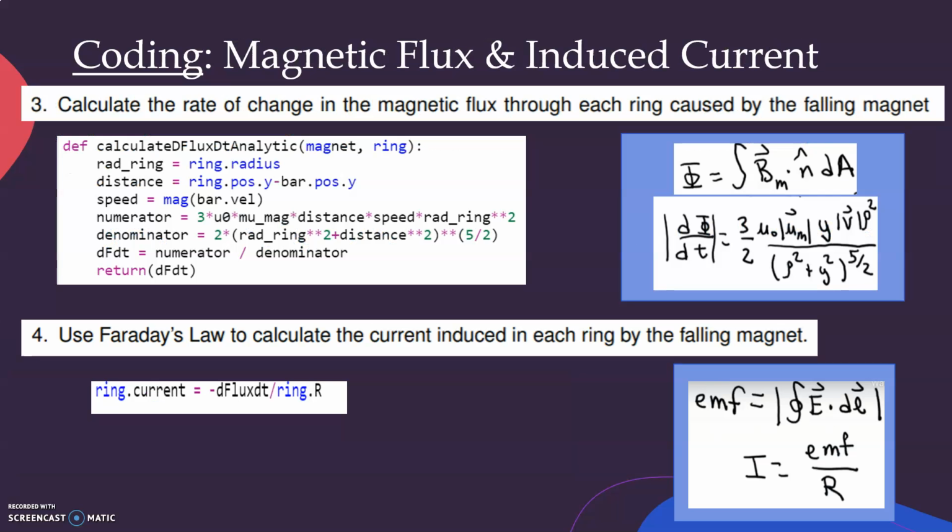And then I calculated the magnetic flux using this function, and this is just the analytical approach because it iteratively counts the magnetic flux through each ring, and then the EMF is the negative change in magnetic flux with respect to time. And the current is just the EMF divided by the resistance. That's how I calculated the current.